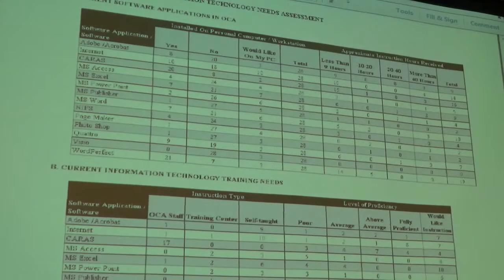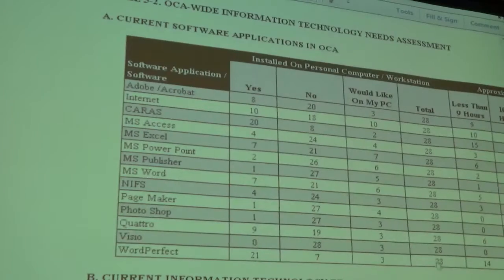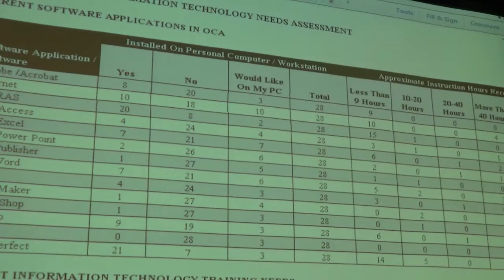On table 5.2, let me expand this. We looked at all the computer software that needs to be installed in each personal computer and workstation. So a total of 28 individuals will be affected. So if you look at it vertically, 28 individuals. If you look at it horizontally, 28 individuals.